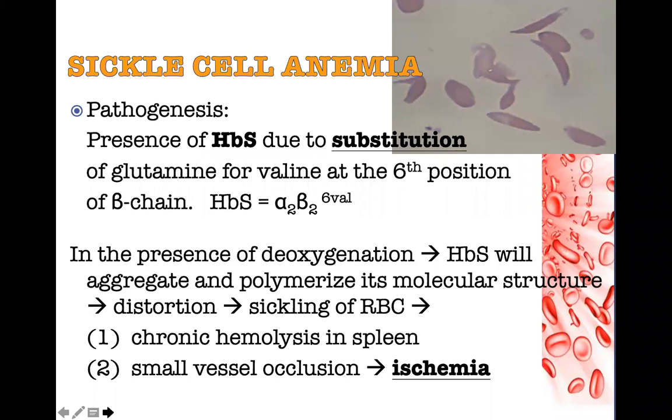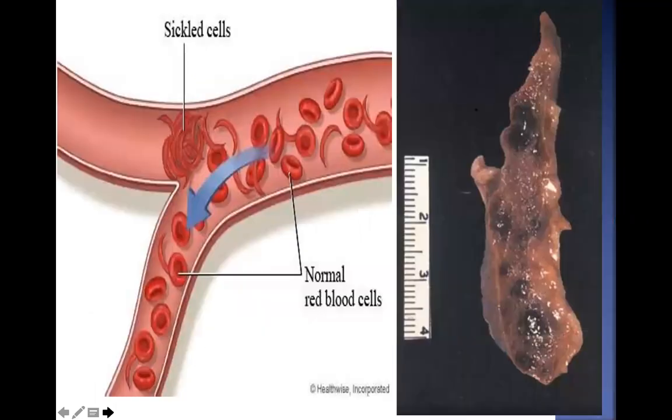And this sickling of the red cell would result in chronic hemolysis in the spleen and would also result in small vessel occlusion, leading to ischemia. So this is just to show you what happens to the sickle red cells. They could aggregate and cause some form of thrombosis and obstruct smaller vessels.